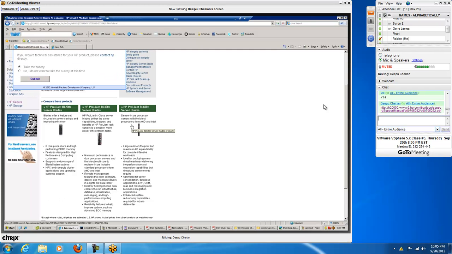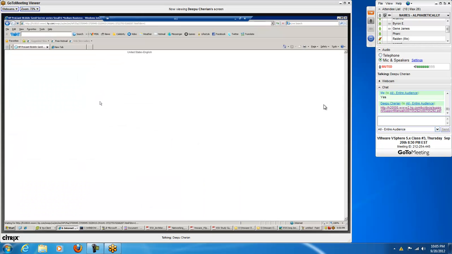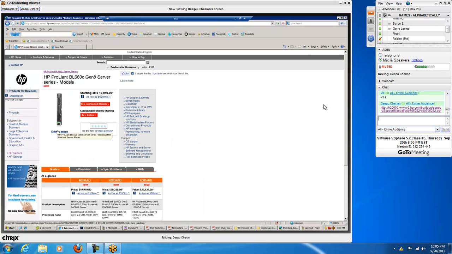There are two types of blade servers. Typically, they are called full height blades and half height blades. This is actually a full height blade. When I say full height blade, it means it will take two sections of a chassis. So here is the thing you need to understand. You can put only 8 full height blades on a C7000 chassis, whereas you can put 16 half height blades in a C7000 chassis. Okay, 8 full or 16 half.